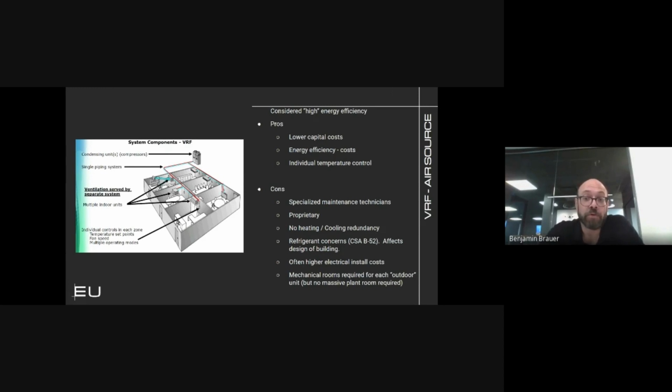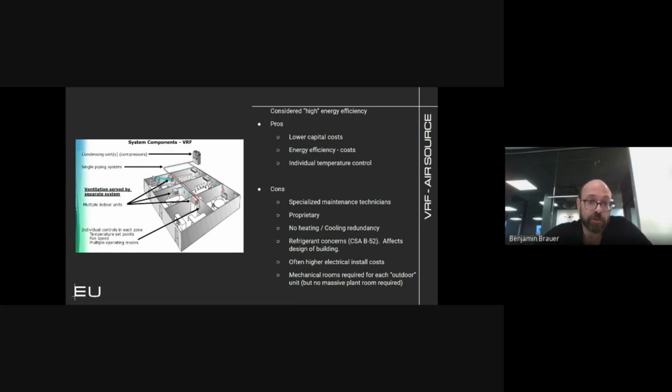That means no water is being pumped to the fan coils, only refrigerant in the form of refrigerant liquid or refrigerant vapor. VRF pros and cons are listed there. Generally speaking, the pros are lower capital costs. As I said before with the Ambleside example, energy efficiency costs are higher, i.e. energy costs are lower.